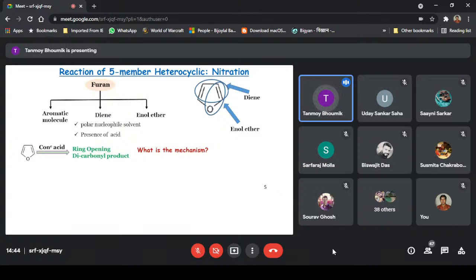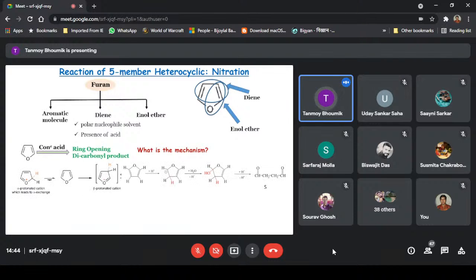Now, what happens if furan is treated with concentrated acid? Whenever you treat it with the concentrated acid, then immediately this compound is transformed into another compound. Mixed acid is mixed with the aromatic compound, and then you can get the aromatic compound.